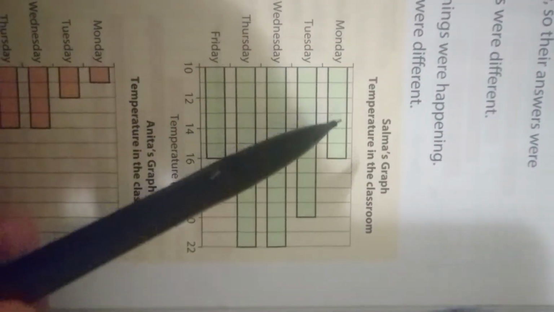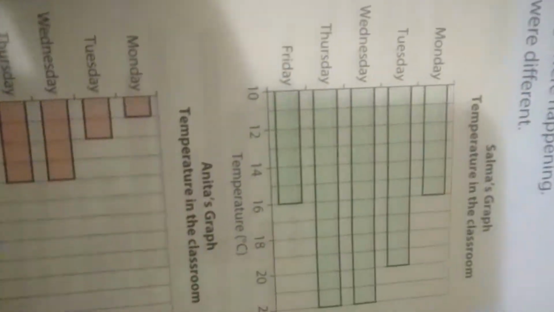Salma and Anita are in the same class. For a science project, they measured the temperature in their classroom each day for a week. They drew these graphs to display their data. They wrote a paragraph summarizing their results. So let's look at the first graph. This is Salma's graph. You can see what the temperature was in the classroom on Monday, Tuesday, Wednesday, Thursday, and Friday. Here on our y-axis it is showing us the days. Here on our x-axis it is showing us the temperature.